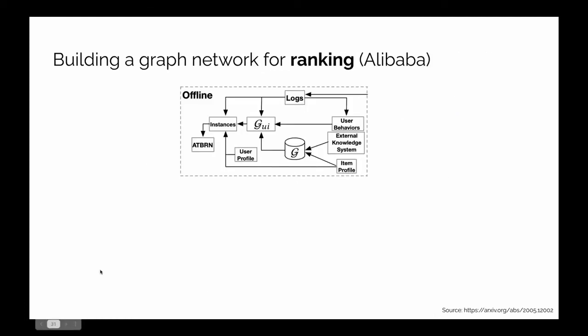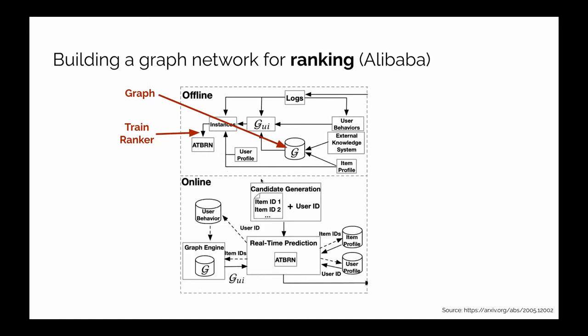Let's look at another example, also from Alibaba, for ranking, where they build a graph network. So again, this is the offline system, where they use their external knowledge and item profiles to build a graph, and then they augment it with user behaviors to build a better graph, and then they use user profiles. And these user profiles are then combined for instances to train an adaptive graph network. So this is the data that they're using, and this is the ranker that they're training. So ATBRN is their final ranker.